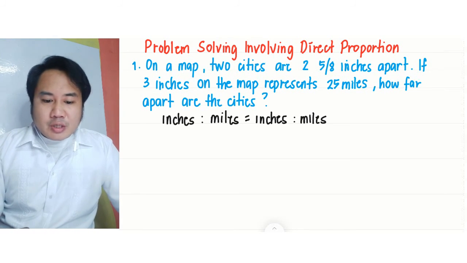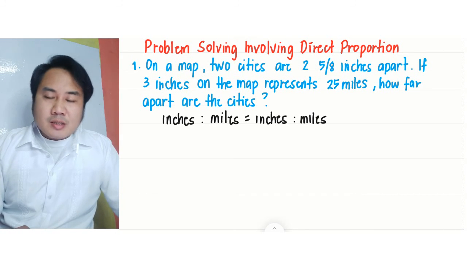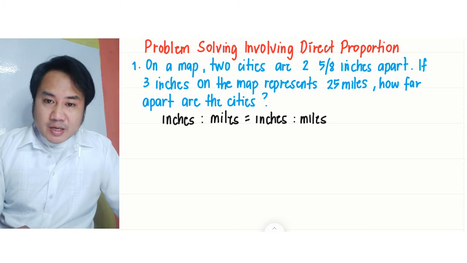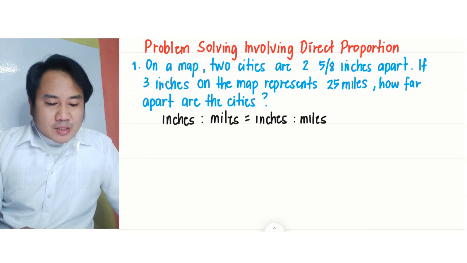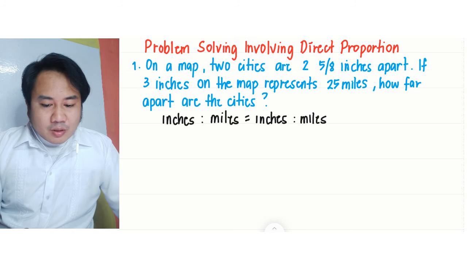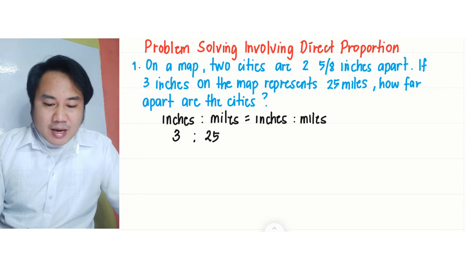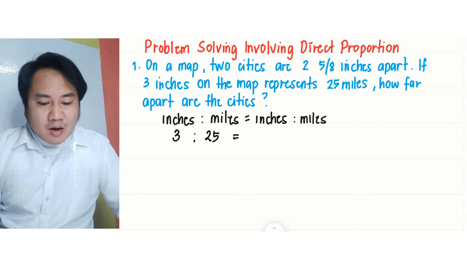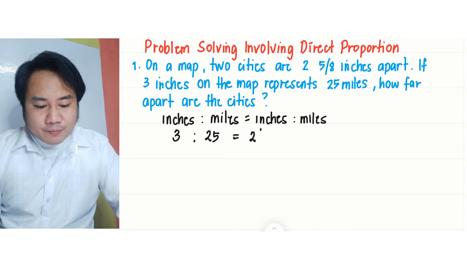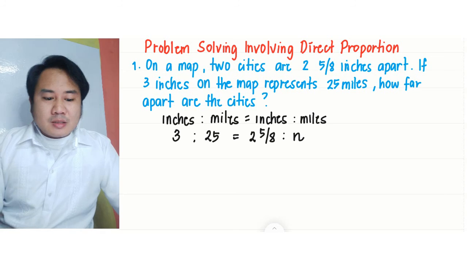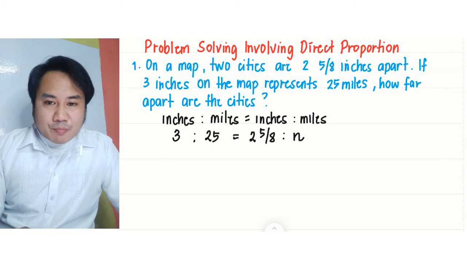Direct proportion is a kind of proportion showing that if one quantity increases, the other quantity will also increase, or vice versa. So let us fill in this proportion. In the problem, if 3 inches sa map is equal to 25 miles in actual, how far is 2 and 5/8 inches sa actual? Then this is our proportion.